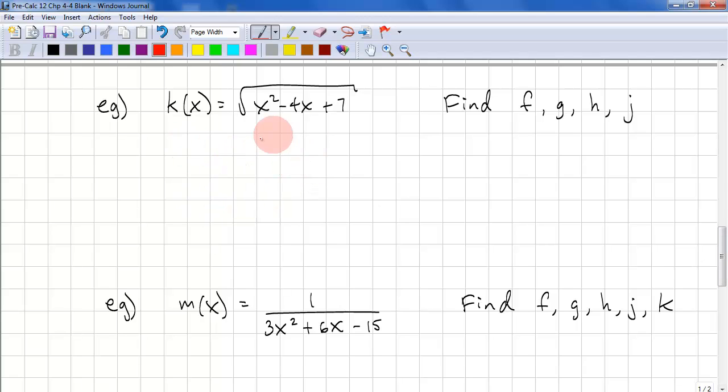K of x equals the square root of x squared minus 4x plus 7. We start by completing the square. This is x squared minus 4x plus 4 minus 4 plus 7. We get x minus 2 squared plus 3.